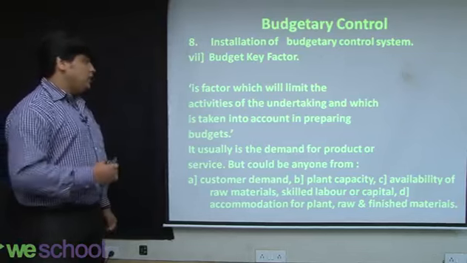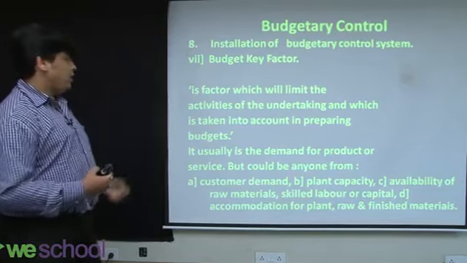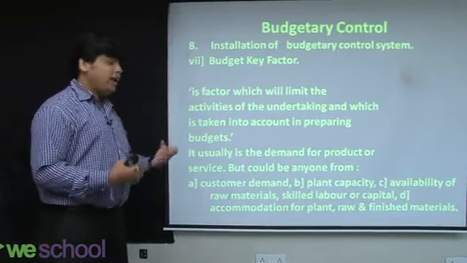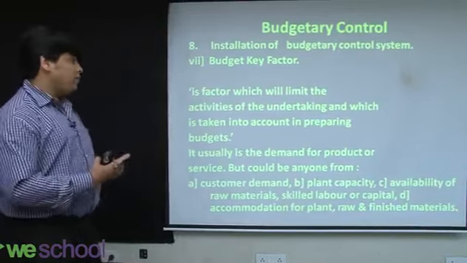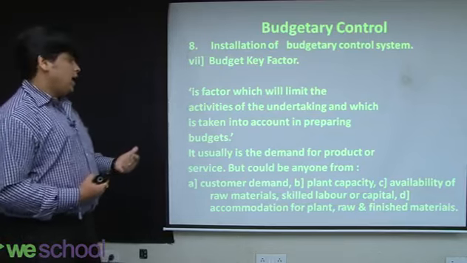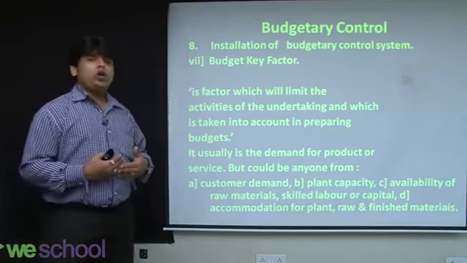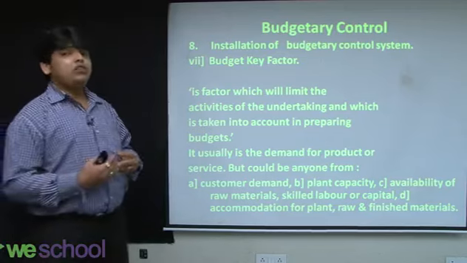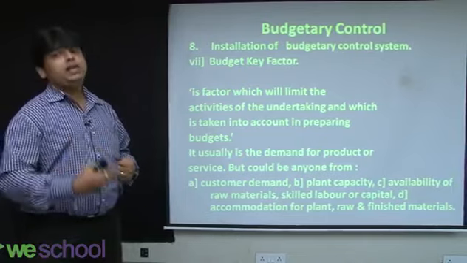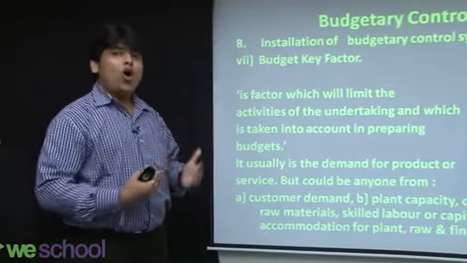It is a factor which limits the activity of the undertaking and is taken into account in preparing the budget. It is usually the demand for product or services, but could be anything other than customer demand. I may start with the sales budget, the plant capacity budget, the availability of raw material budget, or the HR budget, that is skill, labor or capital, accommodation of plant, raw material. So from which budget should I start? If I am talking about a newborn company, I may start with the raw material requirement budget, plant utilization budget, then HR budget, then purchase budget. In that way I have to start my operations.